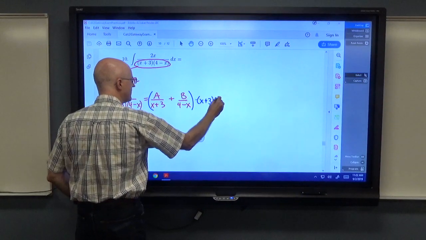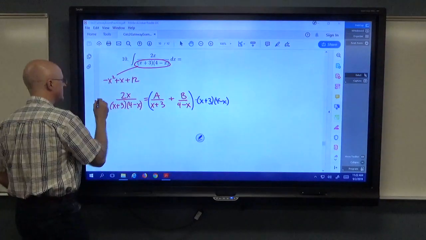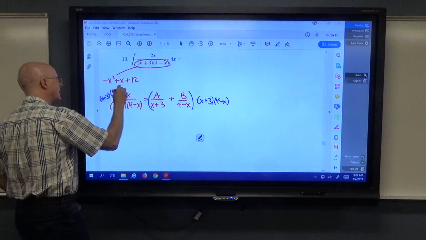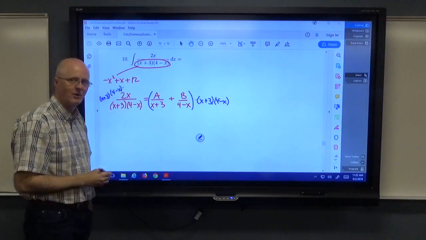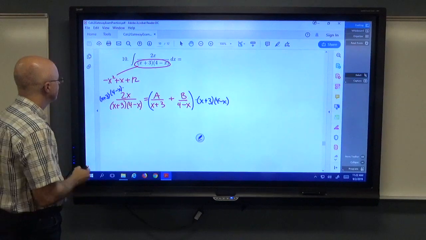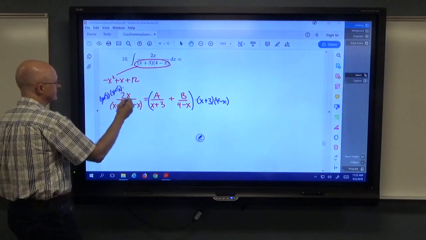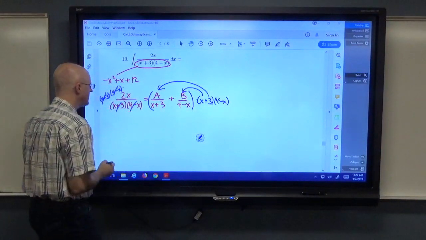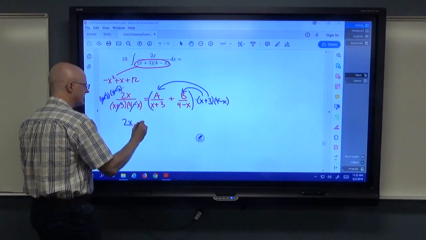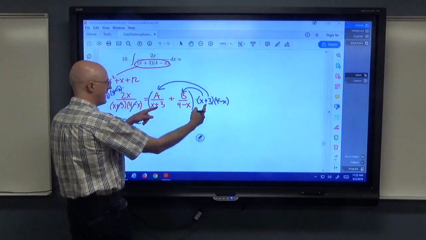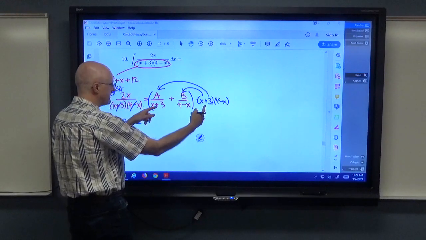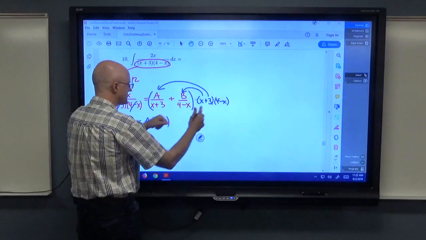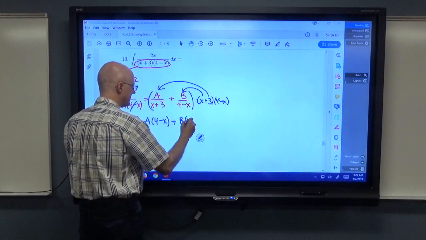Now, that might seem a little fishy. Why would the trick work? I don't want to fully explain it here other than just to show you it works. You get complete cancellation on the left, and when you use the distributive property, you get partial cancellation on the right. The left simplifies to just 2x. The right simplifies to what? The x plus 3's cancel with this first term, leaving you with a times 4 minus x. And the 4 minus x is canceled with this next one, leaving you with b times x plus 3.